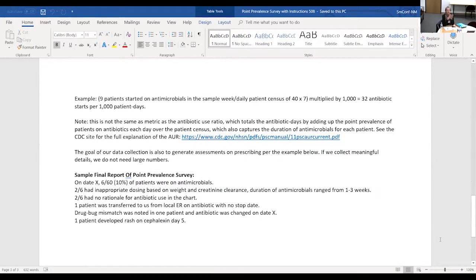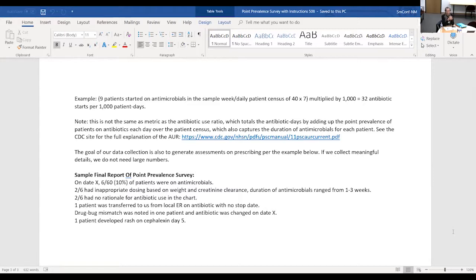So now I get a little wonkish here in that some facilities, mainly acute care, are doing a number called the antibiotic use ratio. So they are capturing not just the antibiotic starts, but how many total days of antibiotic treatment are going on in the facility. So that's a lot for most people to do unless you're able to collect that. So antibiotic starts is probably safer unless you want to do more counting.